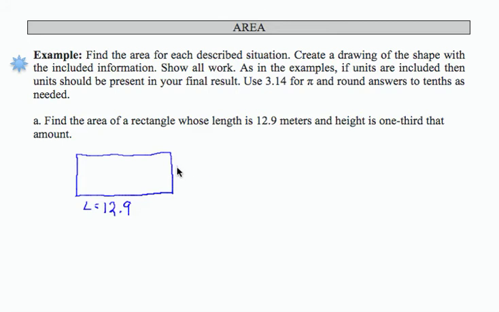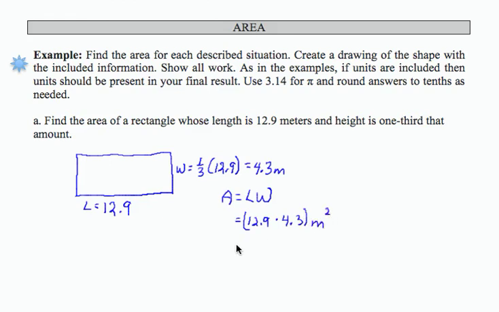The height, which I can also identify as the width, is 1/3 of 12.9. So that's 12.9 times 1/3, or 12.9 divided by 3, and that gives me 4.3 meters for the width. So the formula that we're going to use here is for the area of a rectangle, length times width. That's going to be 12.9 times 4.3, and the units are going to be in meters squared.